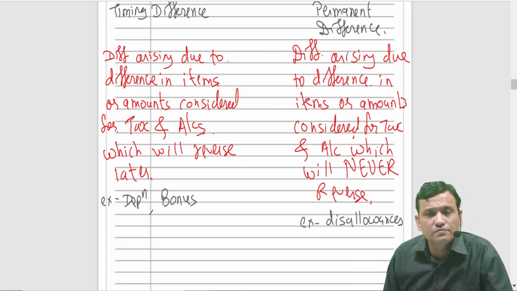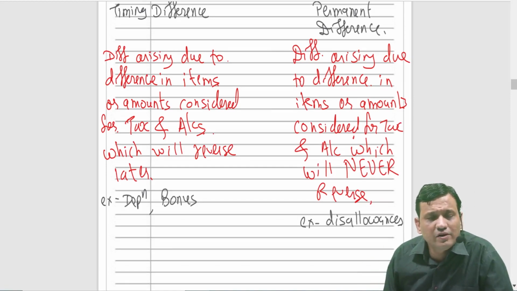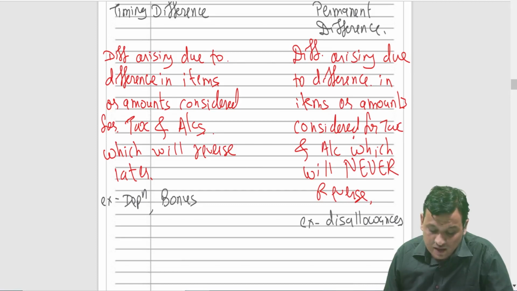Something is disallowed. You paid a penalty, so in accounts you wrote it as penalty. This will be disallowed and will never be considered under the Income Tax Act. So these are referred to as permanent differences: items that are considered in accounts but will never be considered in tax.